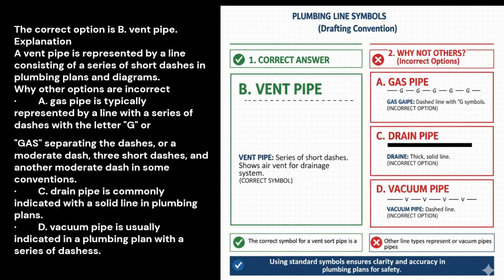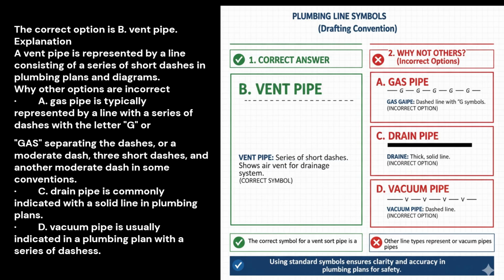Vent pipe. Explanation. A vent pipe is represented by a line consisting of a series of short dashes in plumbing plans and diagrams. This drawing convention helps distinguish it from other types of pipes in a plumbing system. Why other options are incorrect? A. Gas pipe is typically represented by a line with a series of dashes with the letter G or gas separating the dashes, or a moderate dash, 3 short dashes, and another moderate dash in some conventions.